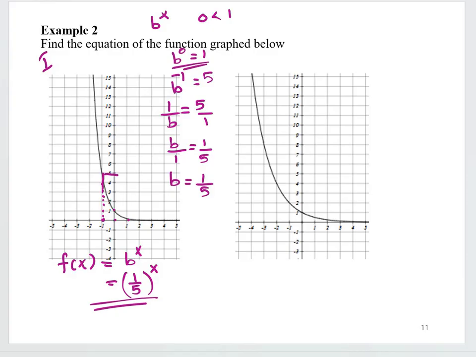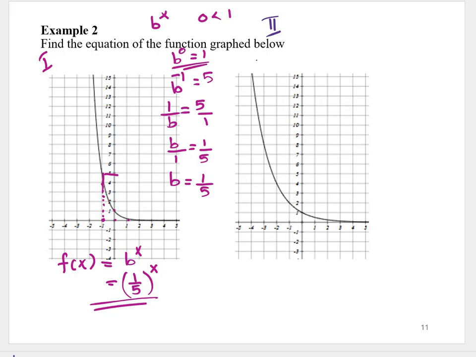Got it? So for an increasing function, to find the b value, we will look at x is equal to 1. And for a decreasing function, we will look at what value the function takes when x is equal to negative 1. And we can do the second one also in the same way.